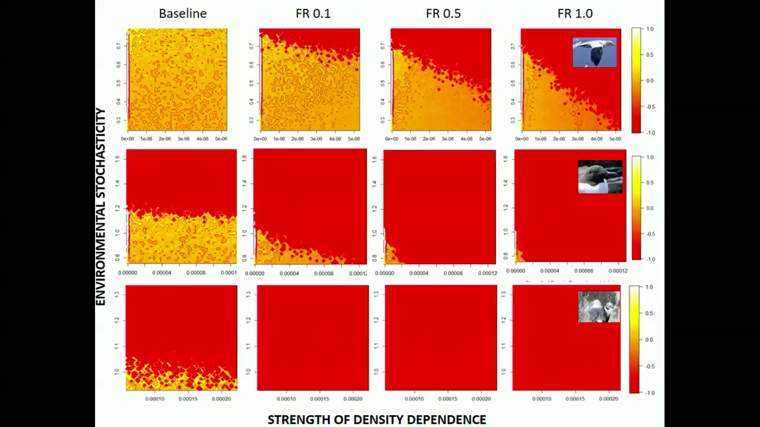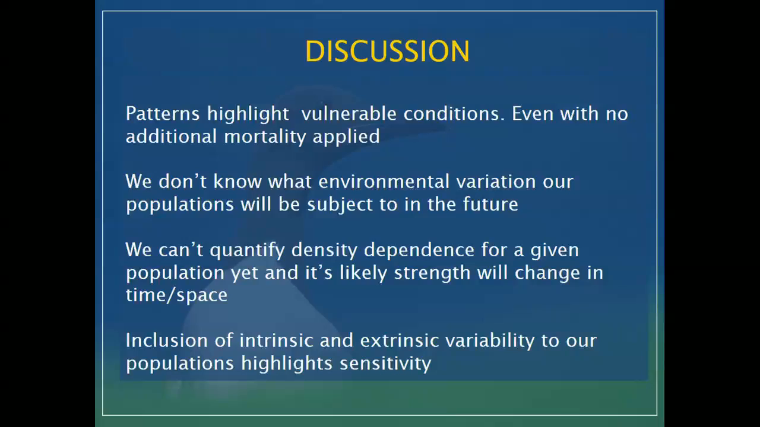So really, what am I looking at here? What's the point of all this? We don't know what environment our populations are going to be subject to in the future. We know that they're likely to experience more extreme weather events, and we understand that climate change is occurring. We also can't quantify strength of density dependence during an assessment, and that's also likely to change over time and space. So looking at this intrinsic and extrinsic variability might highlight sensitivities.